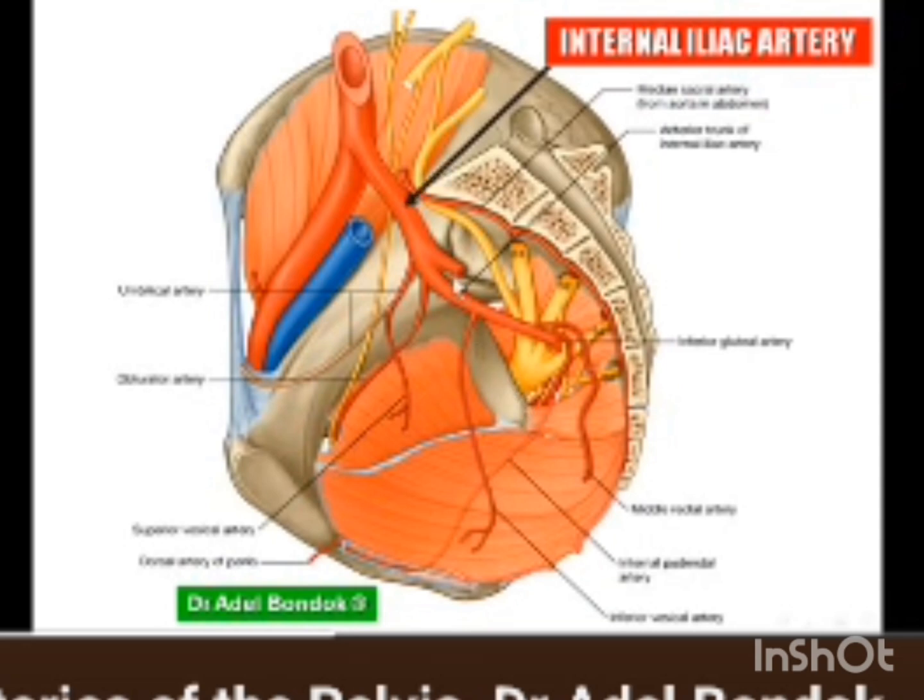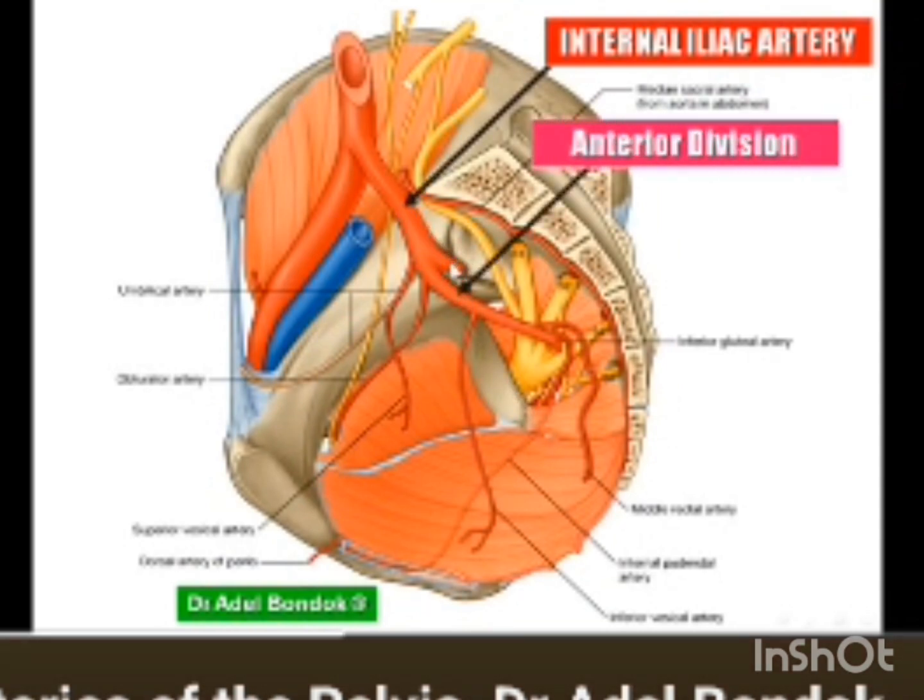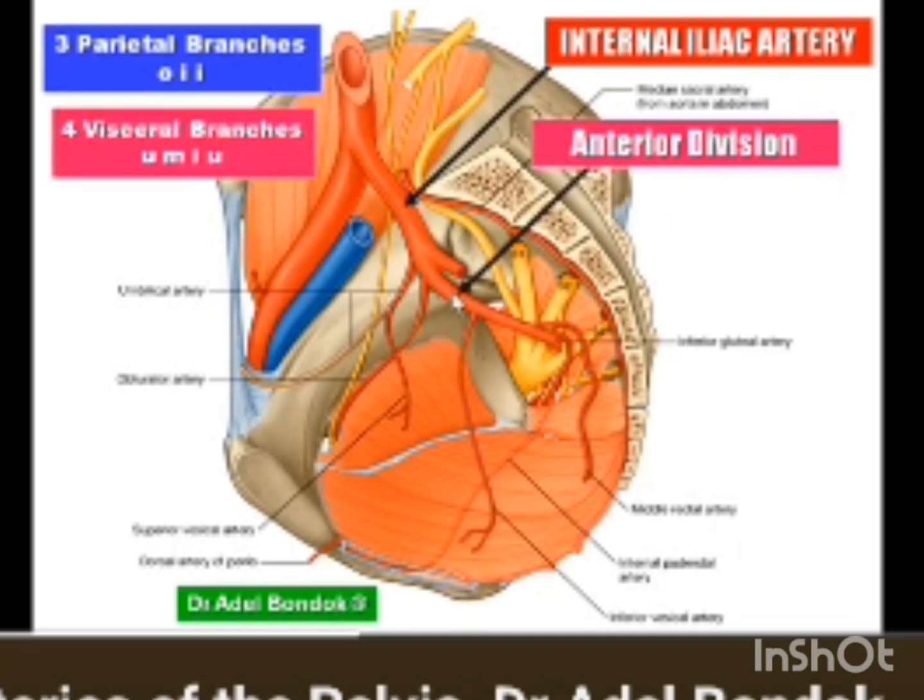Then the anterior division. This is the internal iliac artery, this is the posterior division, this is the anterior division. The anterior division gives parietal branches and visceral branches. It gives three parietal branches and four visceral branches in the female and three in the male.